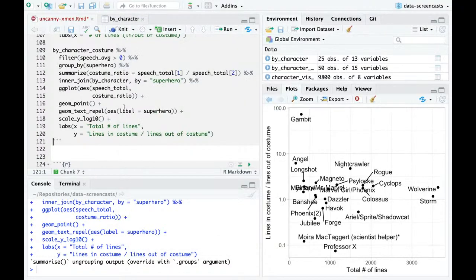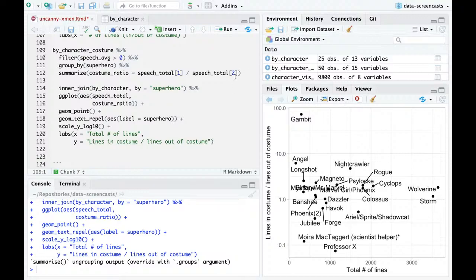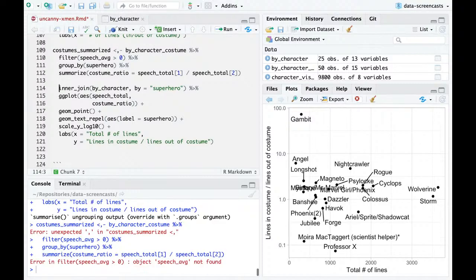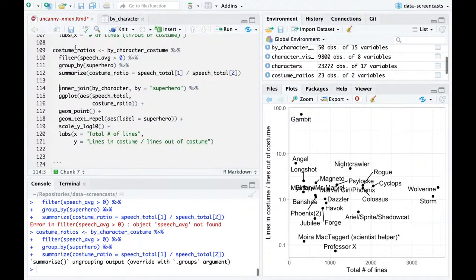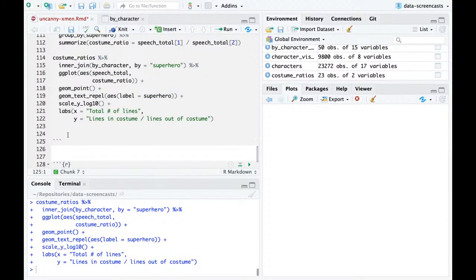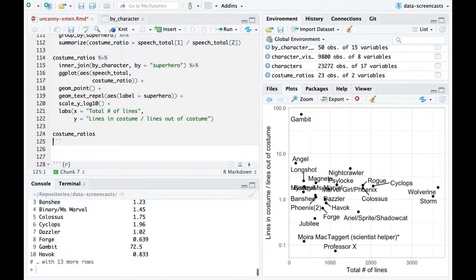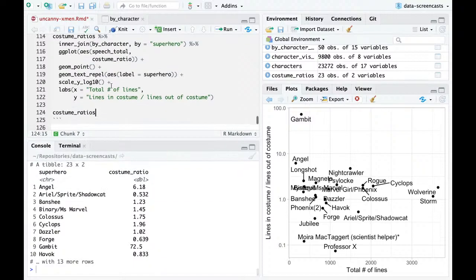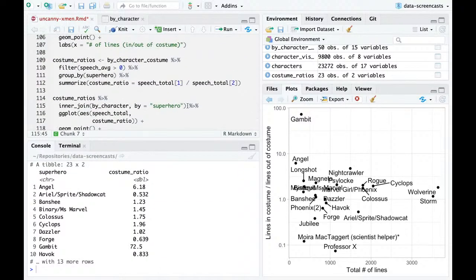I want to show an alternative visualization that I've recently become a big fan of that I call a lollipop plot. Check out this lollipop plot. The story is, if I say character... yeah, if I say costumes summarized, everybody calls it costume ratios. I'll call it costume ratios, and we have costume ratios, and here we go. And I'll leave in the join.